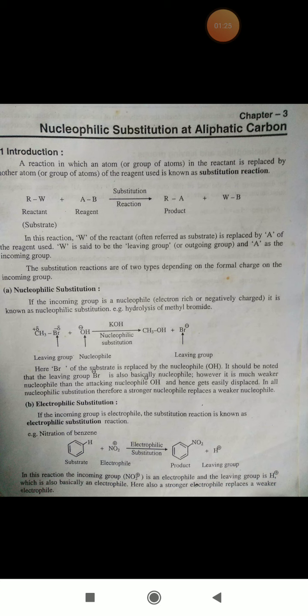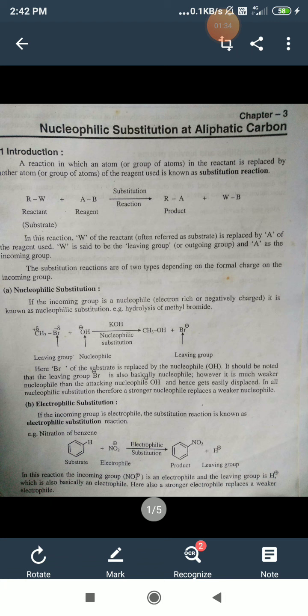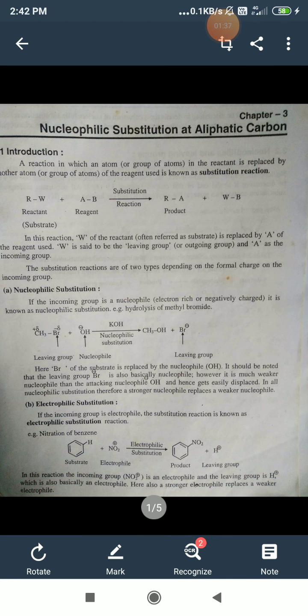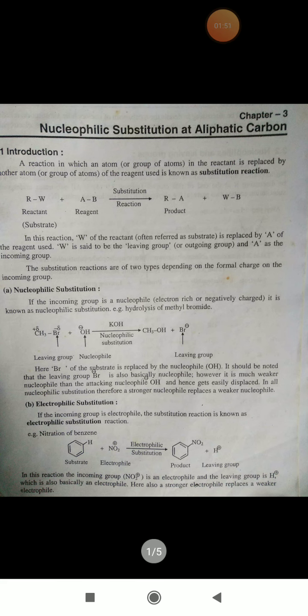The substitution reactions are of two types depending on the formal charge on the incoming group. First is nucleophilic substitution and second is electrophilic substitution. First, what do you mean by nucleophilic substitution? If the incoming group is a nucleophile, electron rich or negatively charged, it is known as nucleophilic substitution. Example, hydrolysis of methyl bromide.